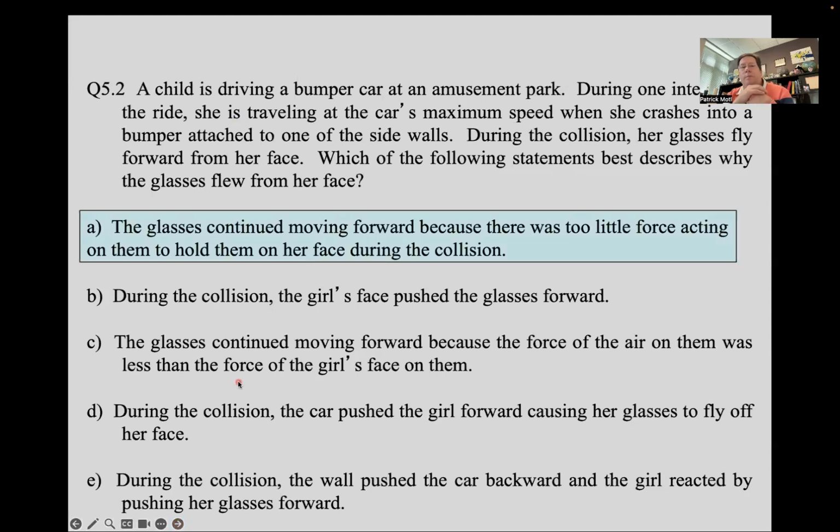All right. So really important to understand this. All that happened was the glasses continued moving forward because there was not enough force to keep them attached to the girl's face. So they were not pushed off of her face. They just kept moving with the same velocity they had. And there's not enough force to make them accelerate, to slow down, to move along with the girl and her bumper car.